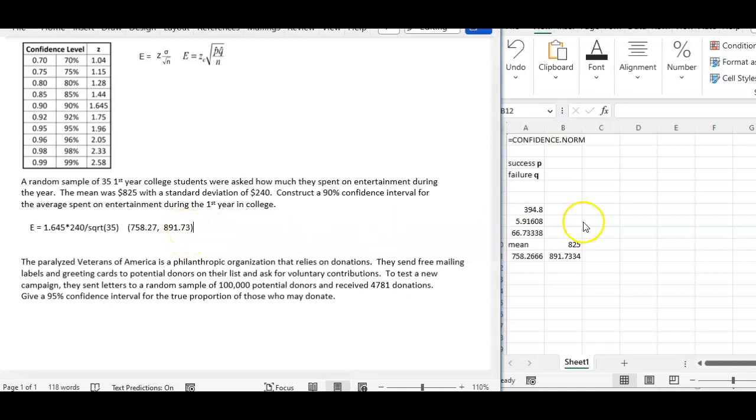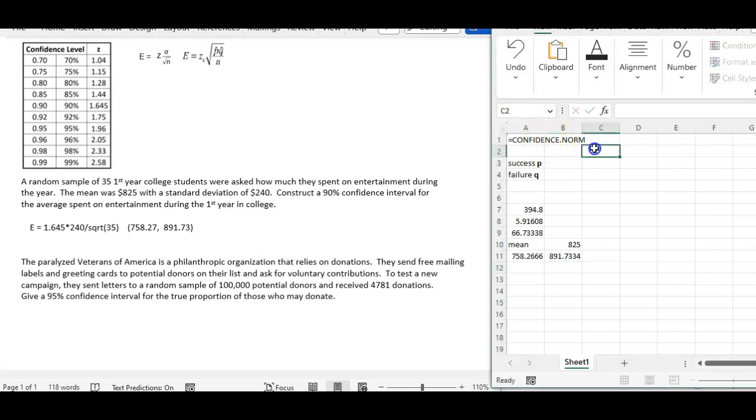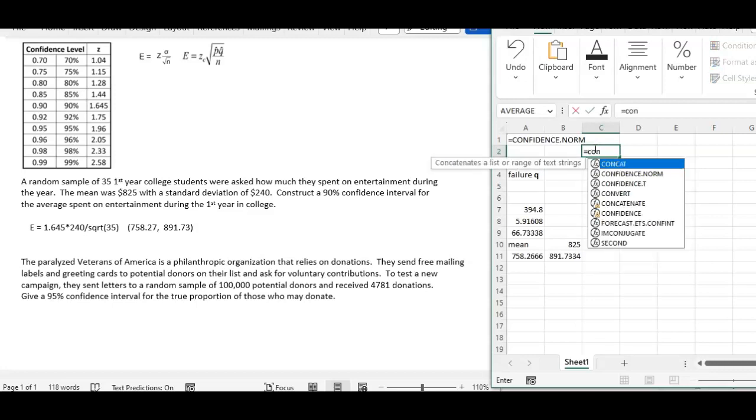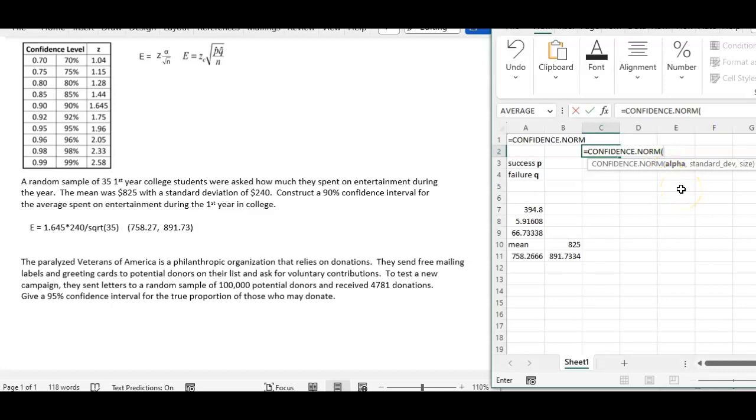One more thing, as opposed to doing this manually, which is what we did with this formula right here to come up with our margin of error of 66.73, you can also use this function in Excel. So to do that, I'm just going to start with an equal, and I'm going to start typing it in, and you see it. I'm going to double click on it, and the first thing it asks for is alpha. In Excel, alpha is 1 minus the confidence that you want. It's really your error percentage versus your success percentage.